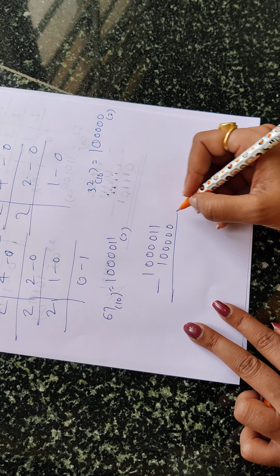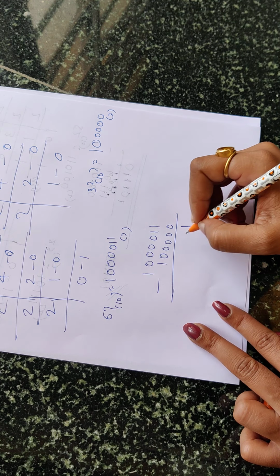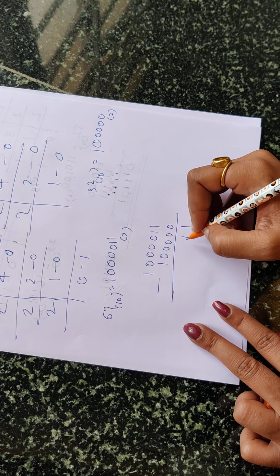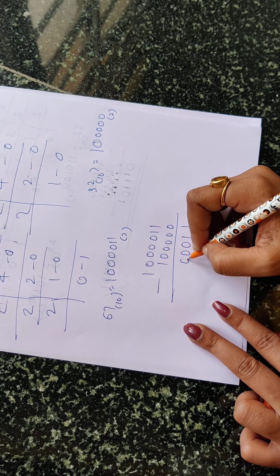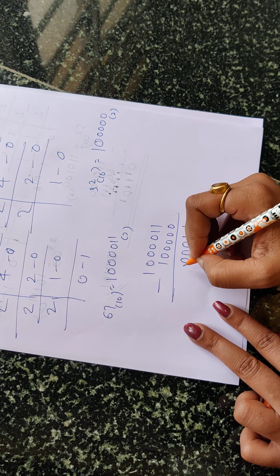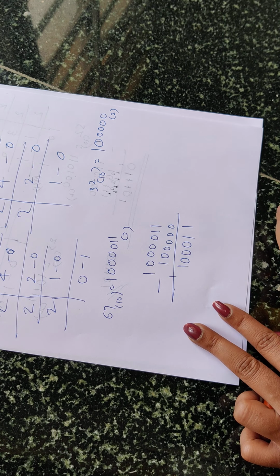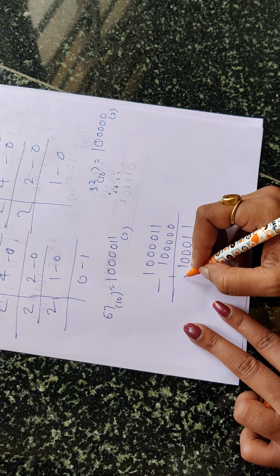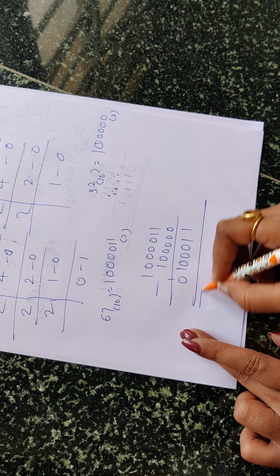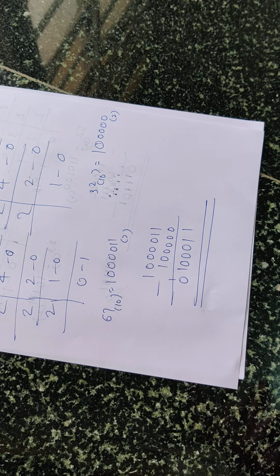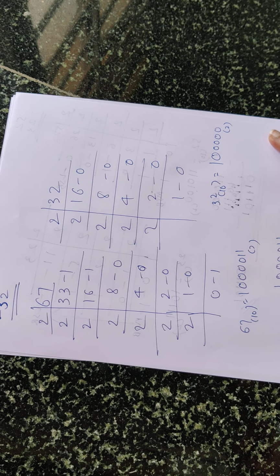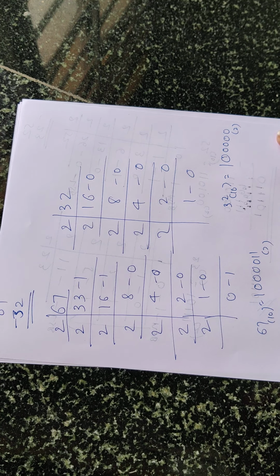Subtract it. Done. So 1 minus 1 is 0, 1 minus 1 is 0, 0 minus 0 is 0, 0 minus 0 is 0, 0 minus 0 is 0, 0 minus 1, 1 is your borrow, difference is 1, and 1 minus 1, your answer is 0. So the final answer is 1000011. Done. So this is how you can subtract two binary numbers.